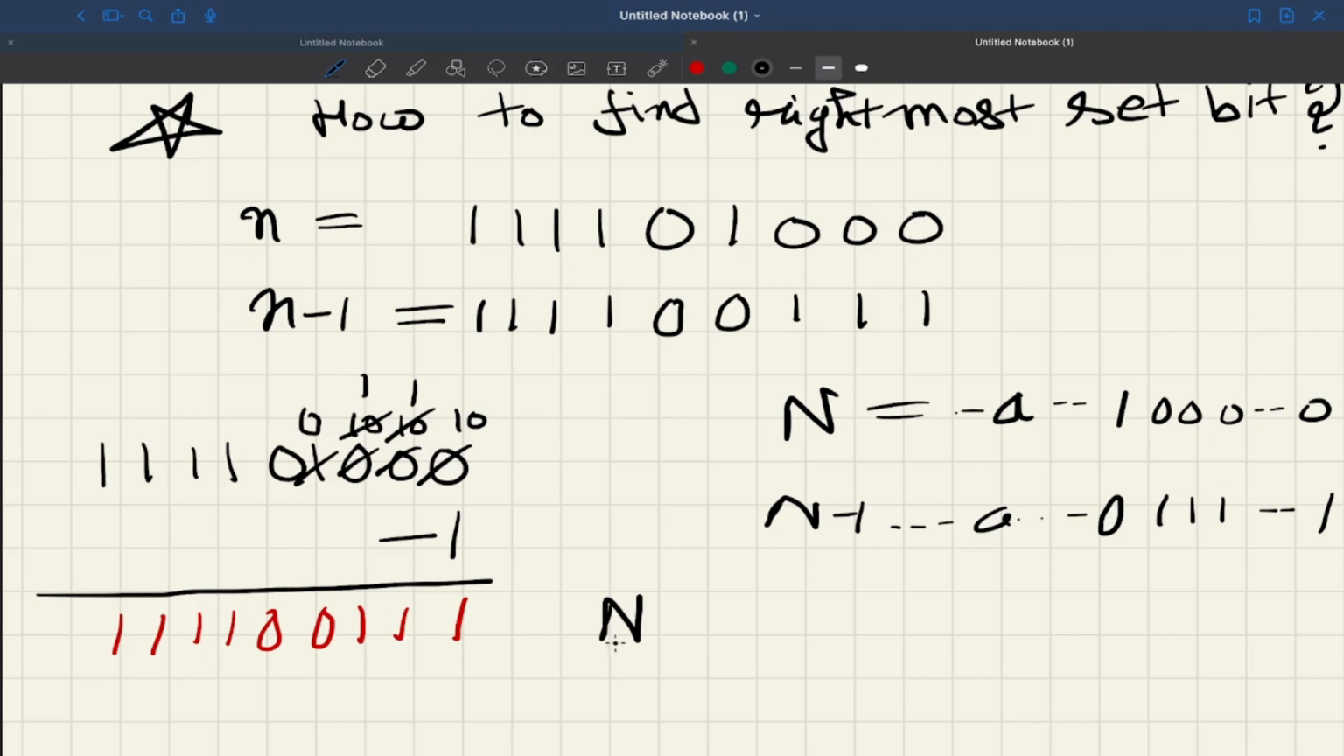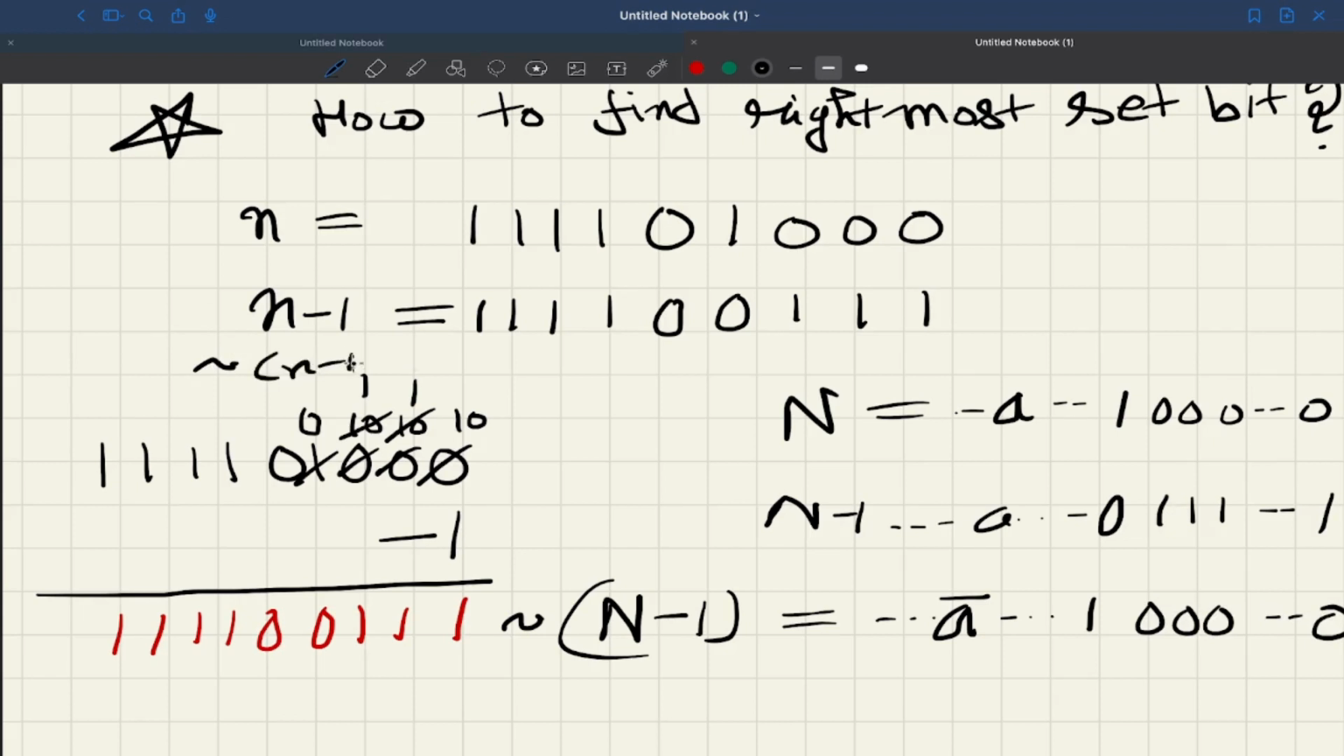And if I take the negation of n minus 1, what will that become? That will become the complement of this a, the complement of this 0 will be 1, and the complement of all these ones will be zeros, right? So if I take the negation of this n minus 1, that will become the complement of a, then 1, then 0 0 0.